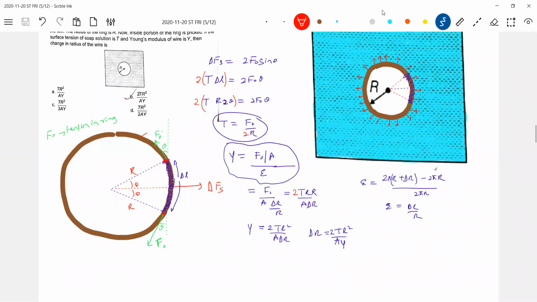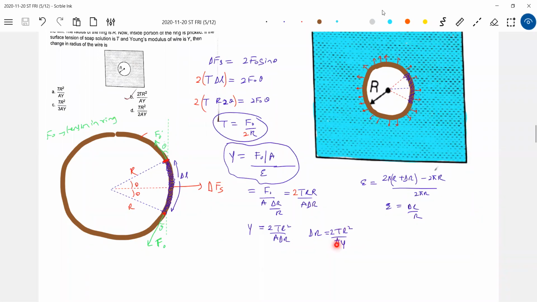Surface tension, radius, A and Y. Okay, fine. He's asking the delta R. What will happen to R itself? We don't know, so we can't say delta R here. Tell me, as you increase this area of soap film, will anything happen to surface tension? No, surface tension will remain as it is.